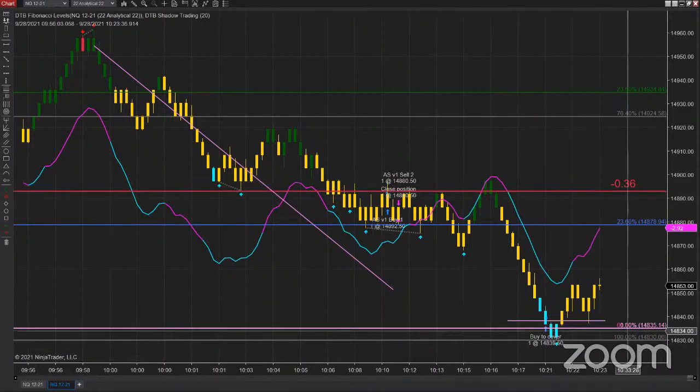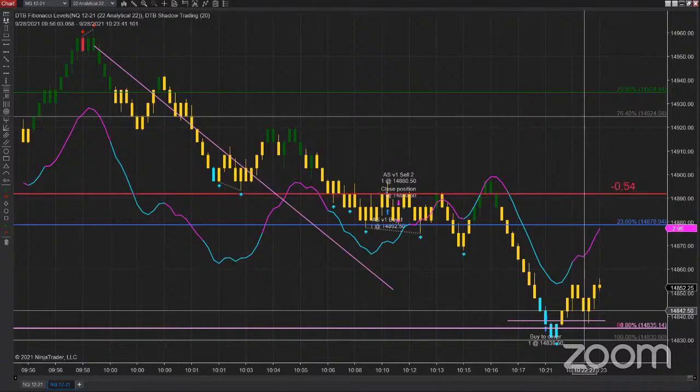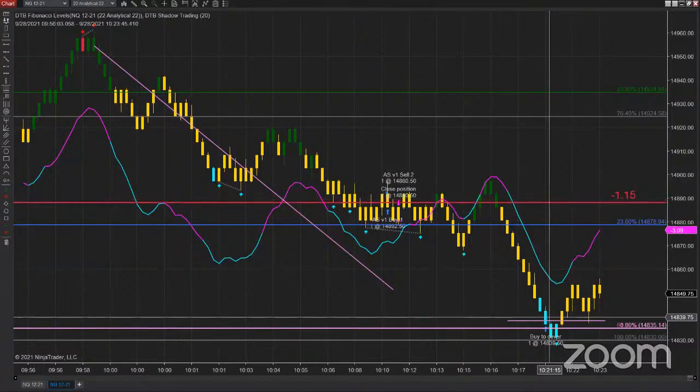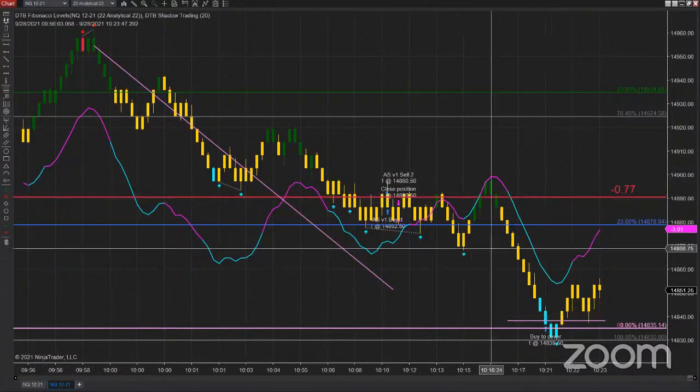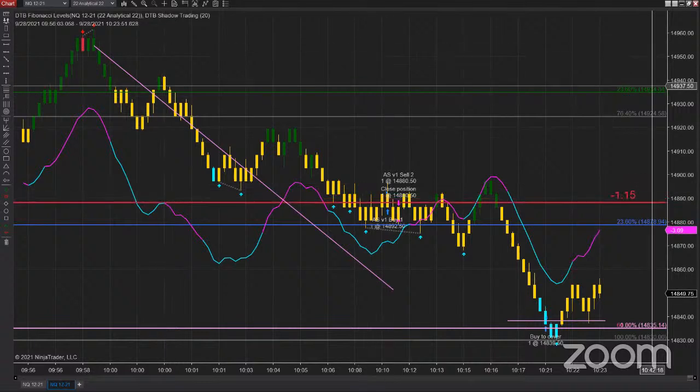You're not going to find a better tool on NinjaTrader that even comes remotely close to Fibonacci levels shadow trading. You will not find it at all. It just will not exist. And if it is, it's hidden very well.